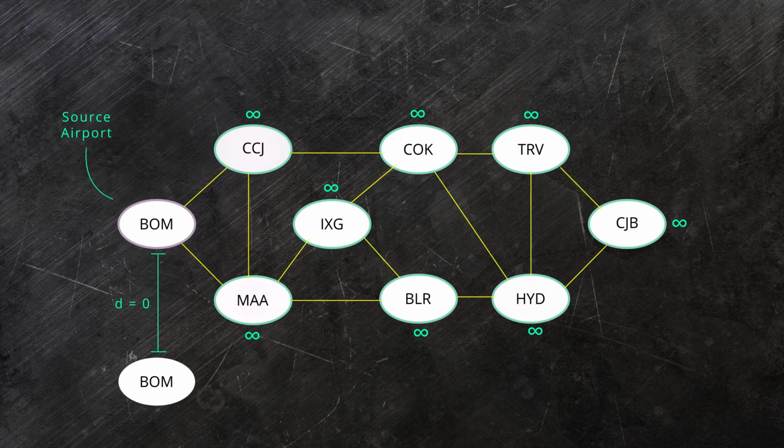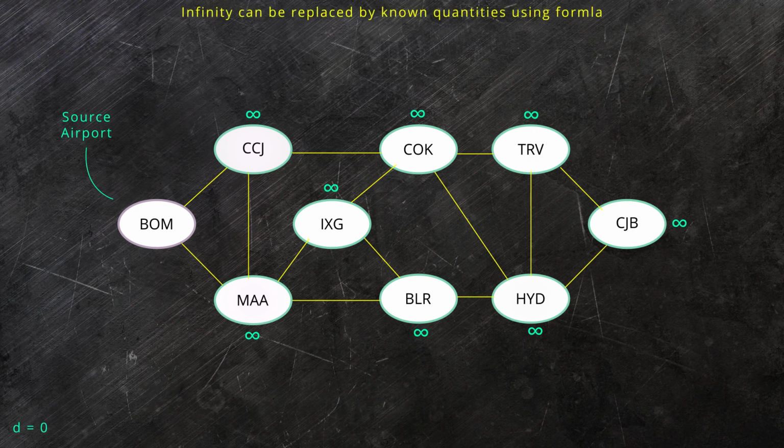On moving out, the value of other airports is given by the formula: distance of u plus cost of u to v should be less than distance of v, then v will be equal to that particular value. For example, you look at here, distance of Bombay, since the distance from Bombay to Bombay is 0. So distance of Bombay is 0, right?